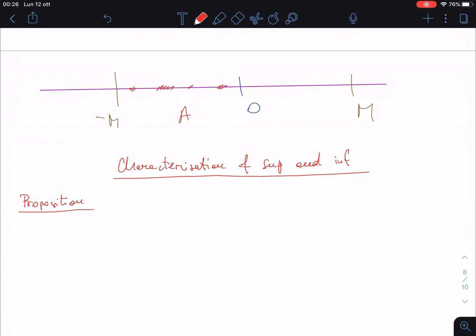That says the following. The idea of characterization is to give a sort of alternative definition that is more comfortable to be used, to be applied. So here we have a subset A of R, which is upper bounded, and then you have that psi is the supremum of A if and only if.